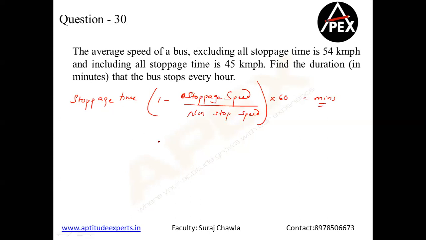Clear? So this is going to be 1 minus 45 by 54 into 60. Clear? So that's going to be how much? This is 5 by 6. So 1 minus 5 by 6, that's going to be 1 by 6. 1 by 6 into 60. So the bus is stopping for 10 minutes. You can directly remember the formula if you want to directly remember the formula. So it's a standard model.